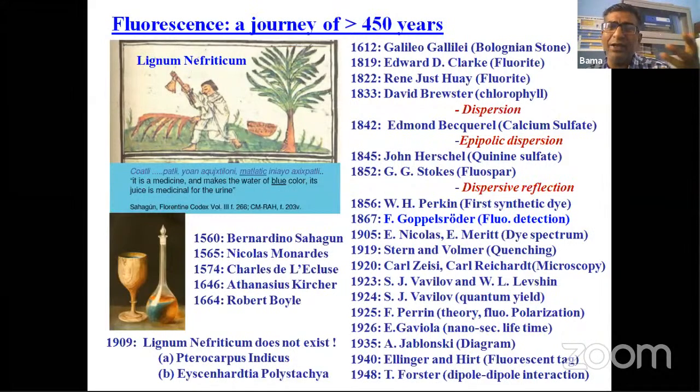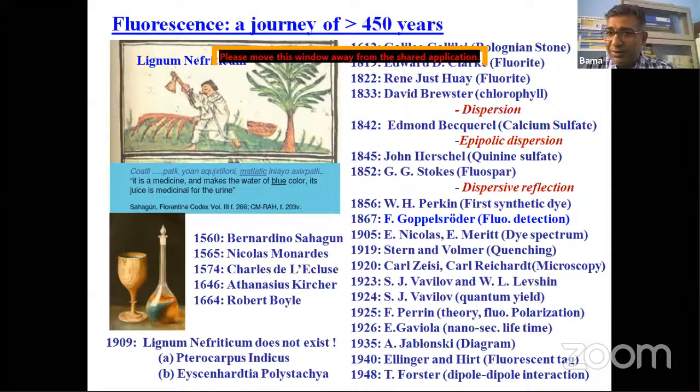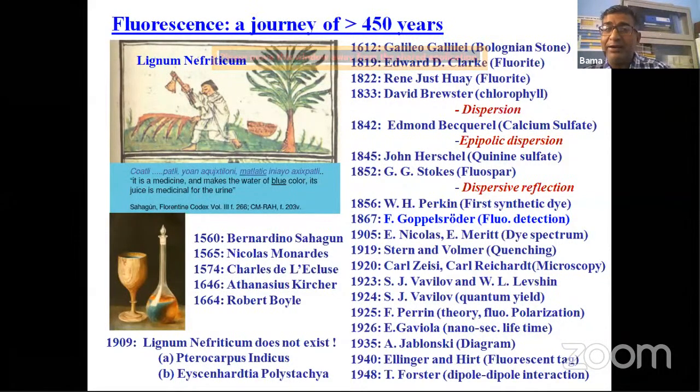Then there are various significant contributions to the field. You can see that Perkin made the first synthetic dye, then Goppelsroeder was the first to use fluorescence in detection technology, I mean, detection of aluminum in a solution. Then the first dye spectrum was recorded by Nichols and Merritt. Sternberger contributed to fluorescence quenching. Jette and Richard developed fluorescence microscopy.